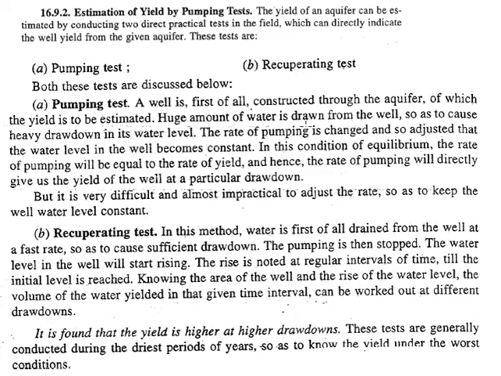And the other method is the recuperation test. In this method, the water is first drained from the well. Whatever water is present in the well, we first drain at a very fast rate, so that there is a large amount of drawdown. Now we stop pumping and let the water rise in the well slowly.